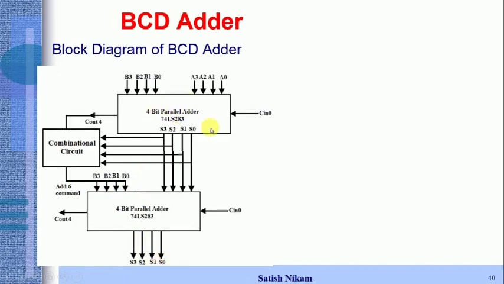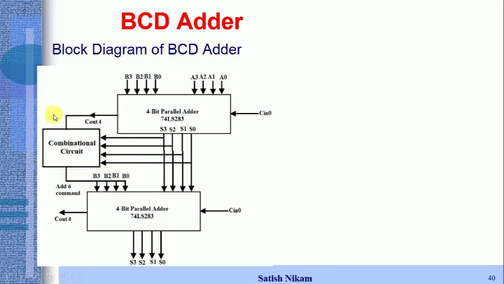But in the first parallel adder circuit, if we get a result which is more than 9, meaning the nibble is more than 9 or a carry is generated, we have to make a correction. How do we make the correction? Simply by adding 6 to the result.